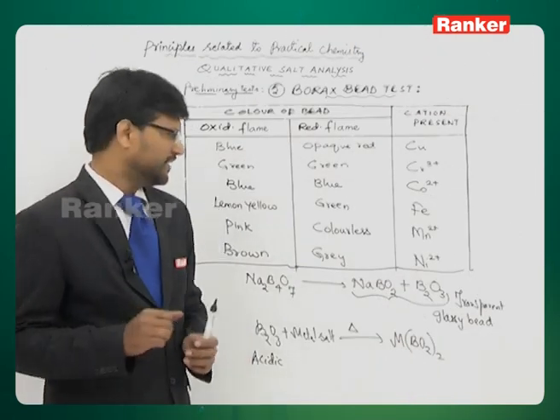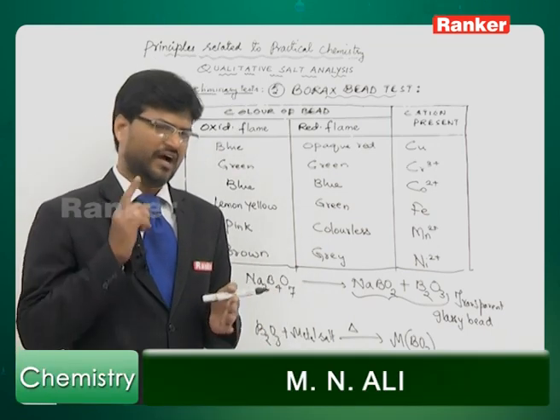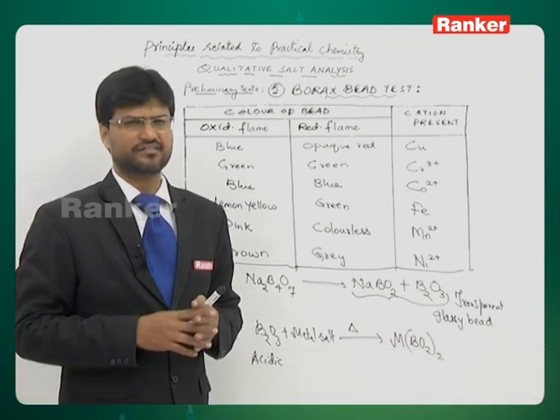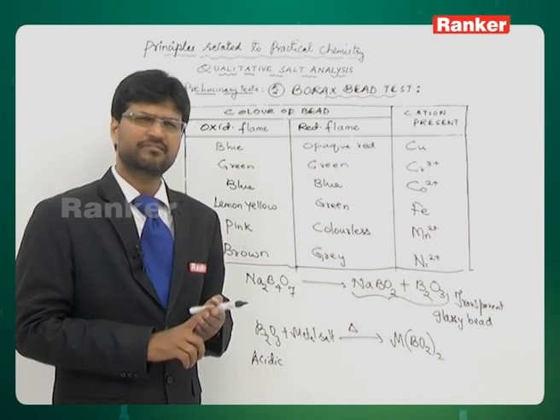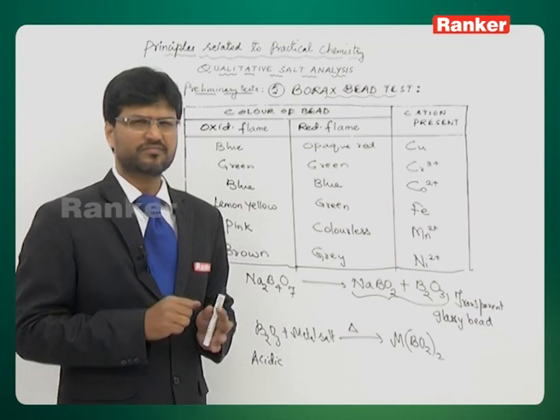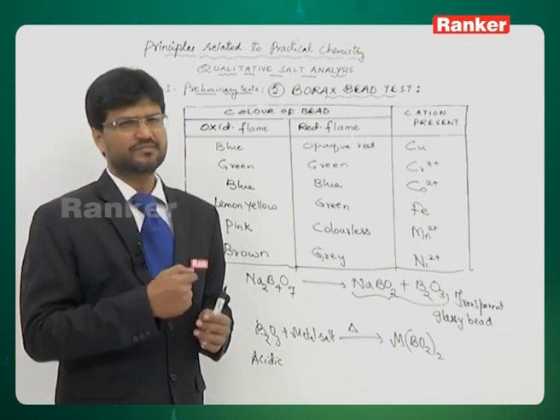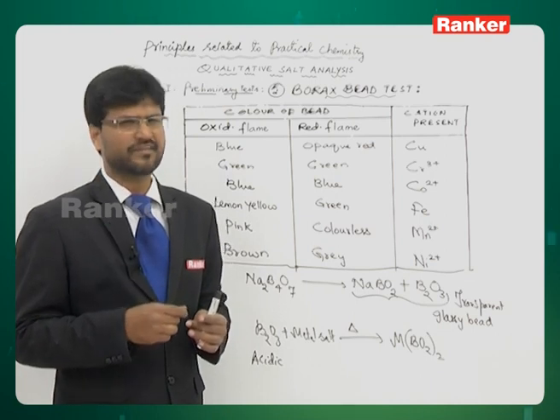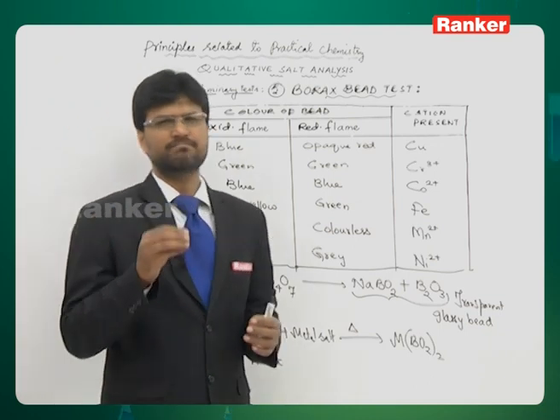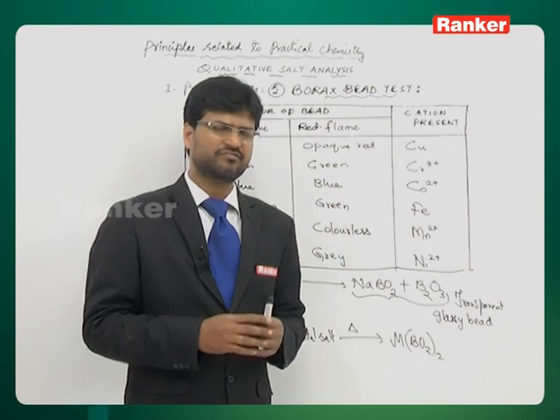Now, remember that borax bead test is given by transition metal salts having cations with a d1 to d9 configuration. d0 and d10 metals, their beads are colorless, like zinc will form colorless bead, cadmium, mercury, they form colorless beads, scandium 3+, yttrium 3+, lanthanum 3+, they also form colorless beads. So, d0 and d10 metals form colorless beads. Colored beads are formed from d1 to d9 configuration.